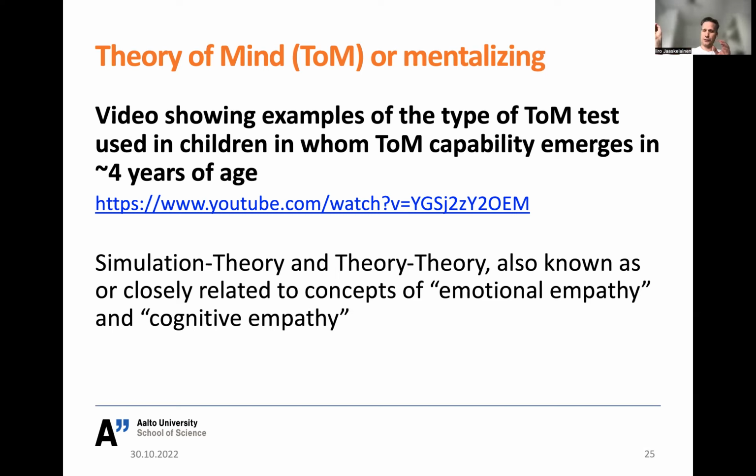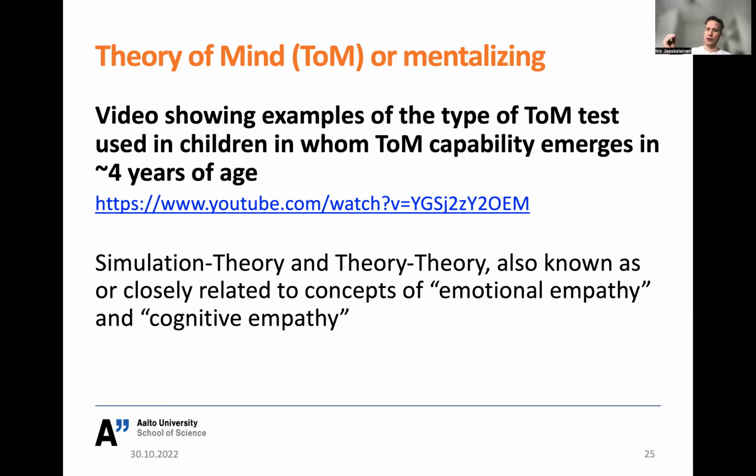And then as the other protagonist leaves the room, this first protagonist secretly changes the location of this item to some other hiding place. And then the other protagonist, who is not aware of this, enters the room. And then the question is, where will this other protagonist look for this hidden item? And children who are not old enough don't yet have this theory of mind capability. They will say that this protagonist will look in the second place, because they don't understand that this person who left the room doesn't have knowledge that the item had been transferred.